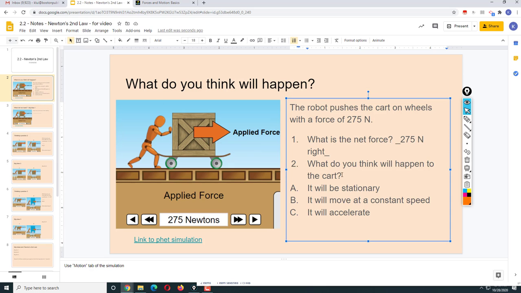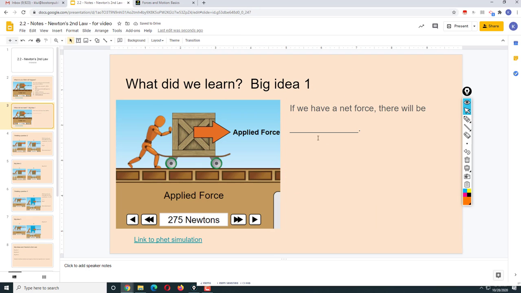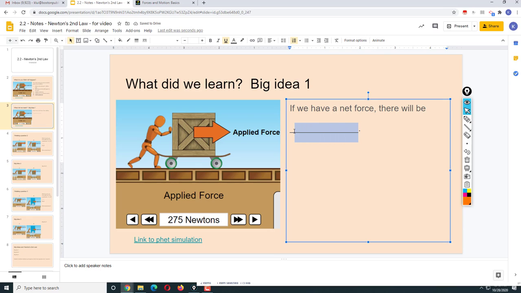So we see that, what do you think will happen to the cart? Well, it will accelerate. So big idea one, if we have a net force, there will always be acceleration.